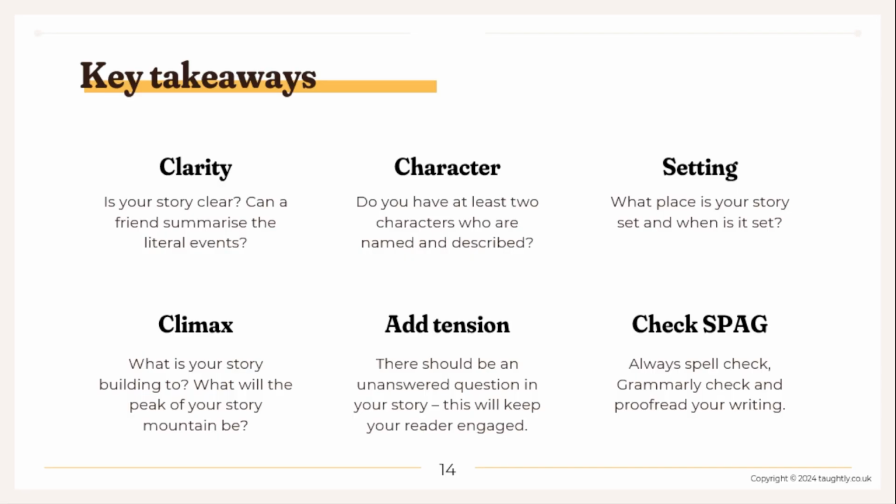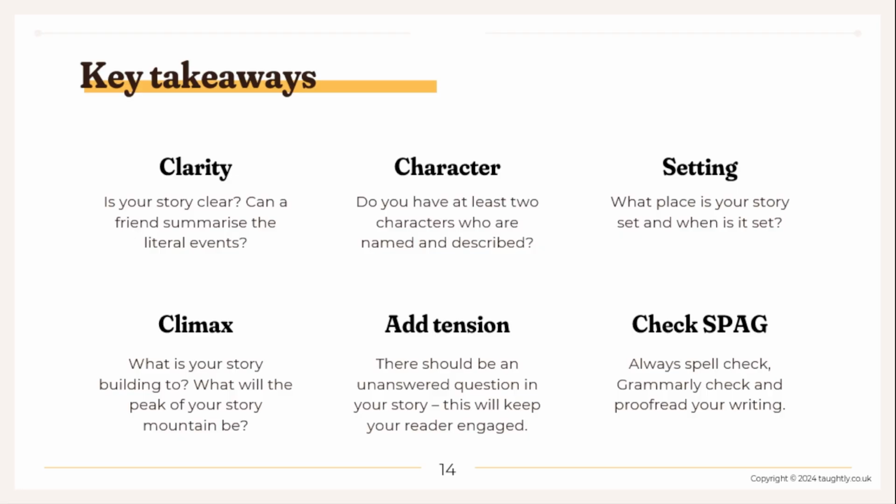Clarity. Make sure that your story is clear. I need to understand literally what's happening. If your friend read your story, would they be able to summarise the literal events? Character. Do you have at least 2 characters who are named and described? Don't just have first person I, give them a name. Setting. When and where is your story set? How are you going to describe that?